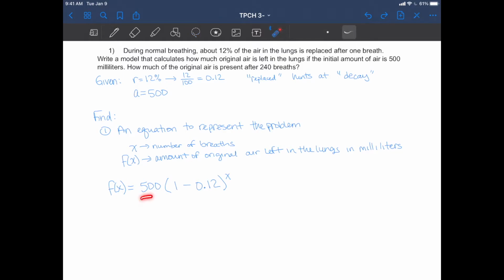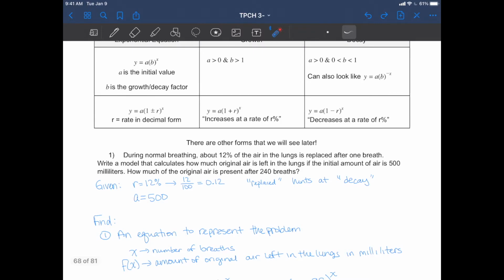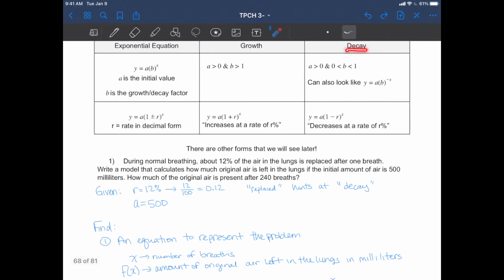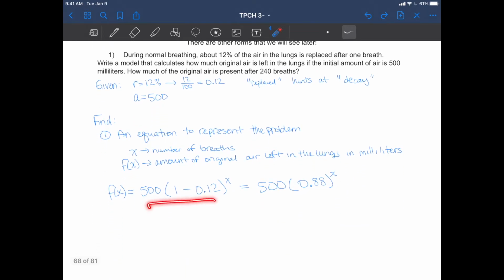Where this is the a value, and this is 1 minus r. Remember, we had to determine if it was going to be growth or decay because we needed to know if that was going to be a plus or a minus. In this case, it's a minus. If I go ahead and simplify, you see 0.88. Now it's been re-expressed in this form up here. And notice that the b value is between 0 and 1, and that means decay. So we're actually on the right track. I will accept either one of these, but it's probably a lot nicer to look at this one.